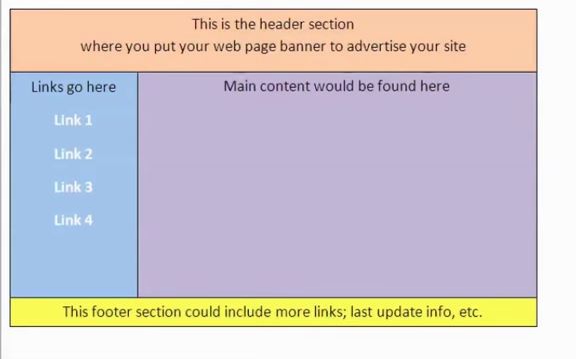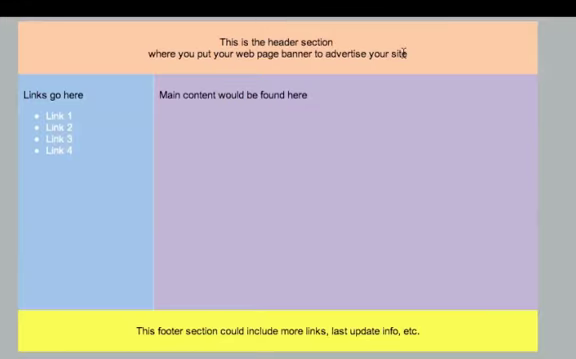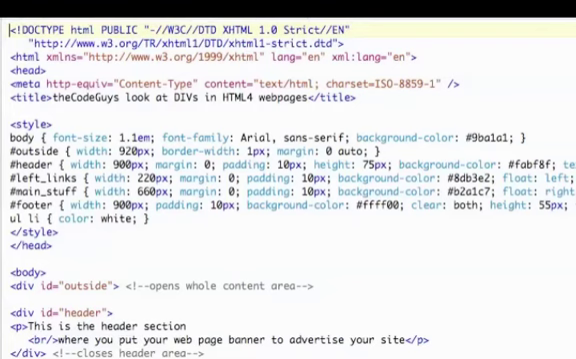Now let's look at a web page that has been formatted to look like this illustration. You see the header section, the links section on the left, the main area for general content, and the footer area. So how was this achieved? First, I will show you the code used to make this page using HTML4.